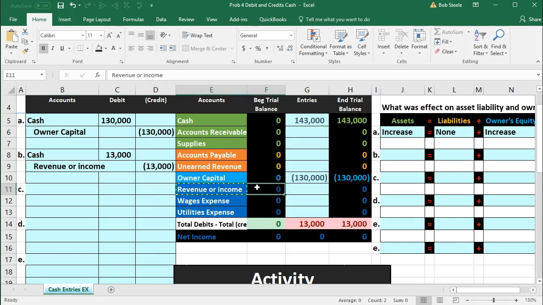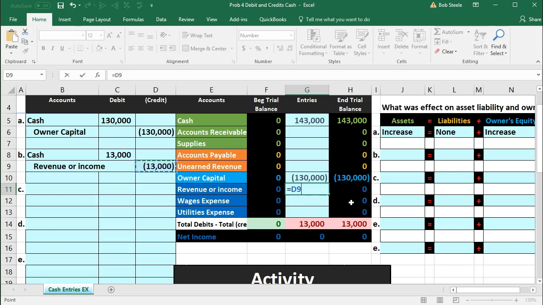Here's revenue. Starts at 0. We are going to record it in cell G11. So I'm going to say equals, and then point to this credit. That's going to take it from 0 up in the credit direction to 13,000 credit, put us back in balance, and it'll make net income go up in the credit direction. So there we have that.